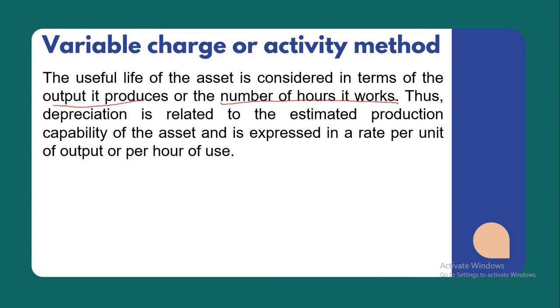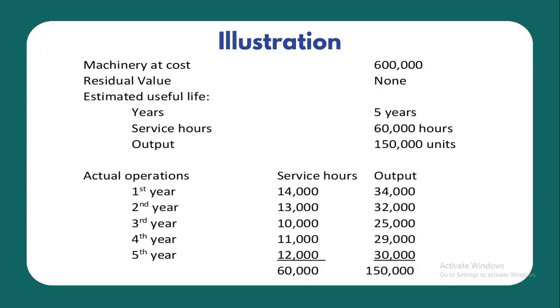Thus, depreciation is related to the estimated production capability of the asset and is expressed in a rate per unit of output or per hour of use. So, there will be a depreciation rate here. So, ang rate nato will be either per unit of output, pila imuhang depreciation per unit of production, or depreciation per hour of use. Okay, so then the more the hours of use, the more the depreciation you are going to recognize. So let's have the illustration.